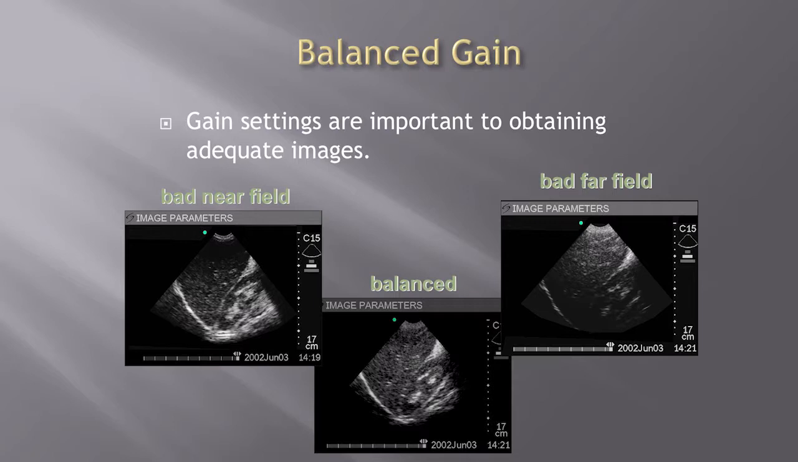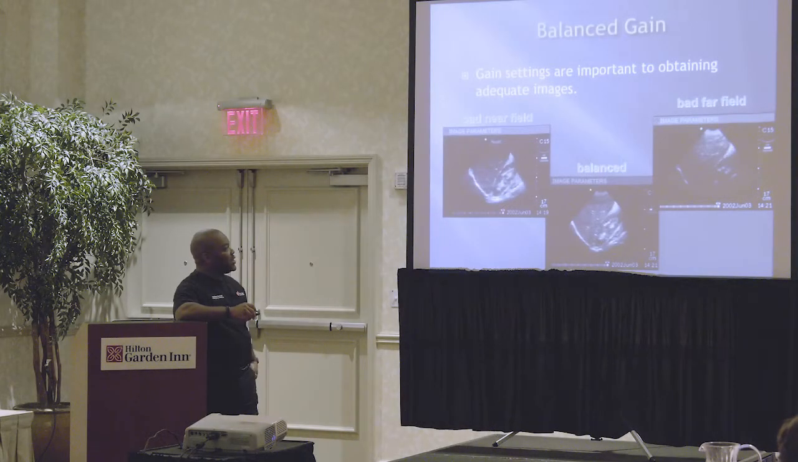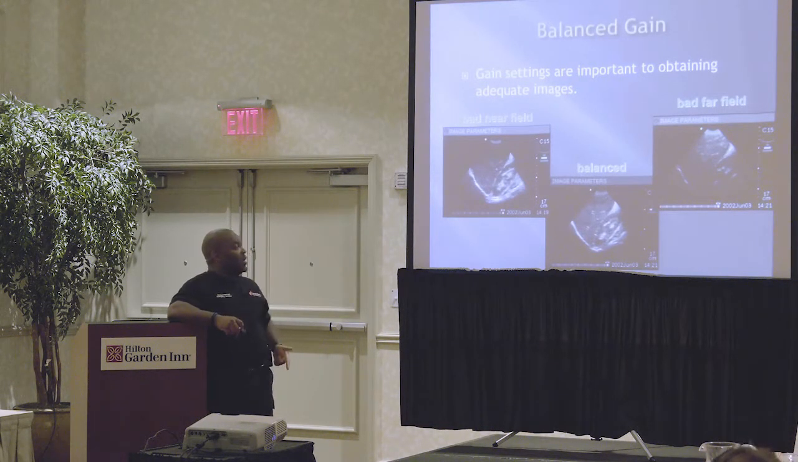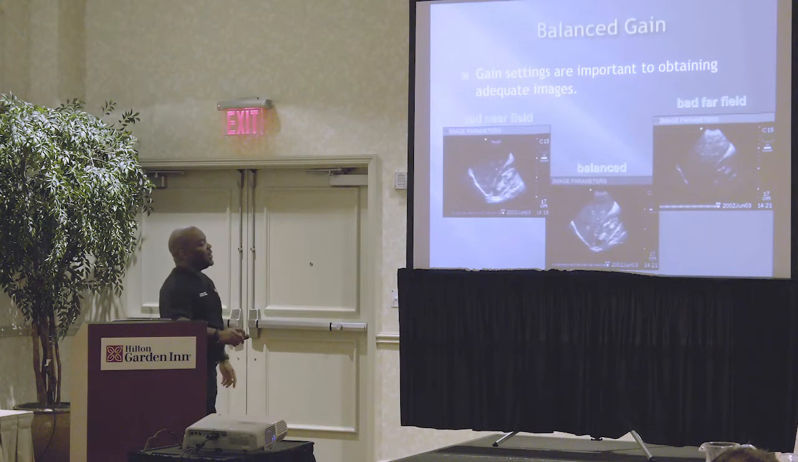And you play it this afternoon in the lab and you'll see what I'm talking about. Just mess with the gain and you'll see how it changes the image, all right? So this is one thing that you are in control of. So you can control your attenuation. How do we do that? With gel, all right? You can control your acoustic impedance as best as you can by choosing the right transducer. And then of course you can fix your gain to get a better image, all right?